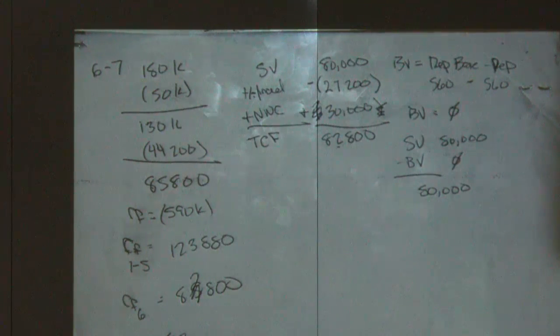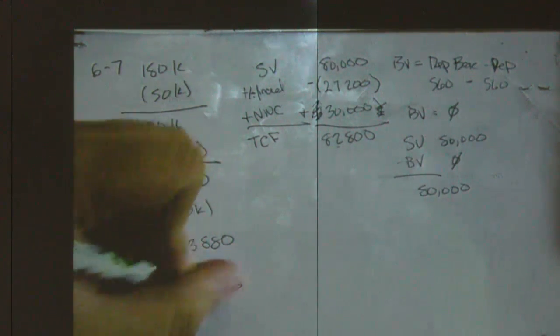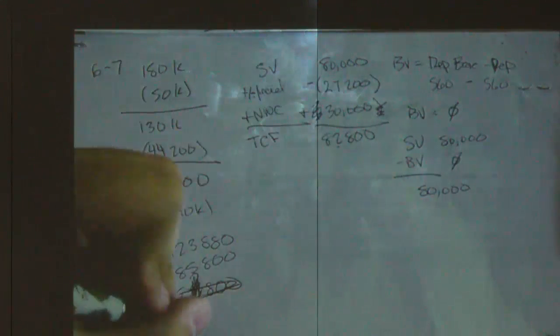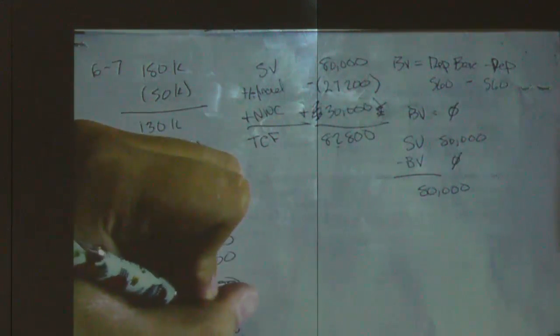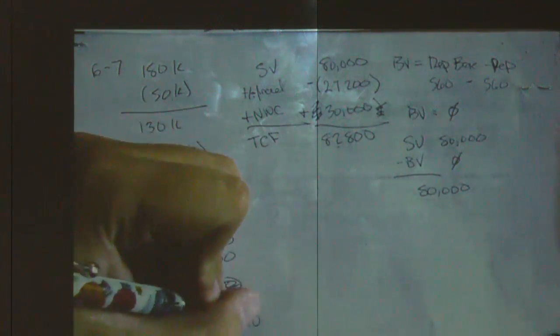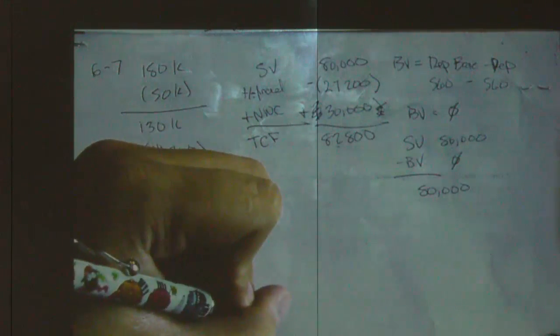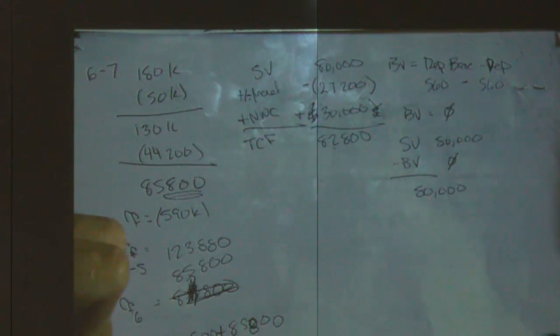Oh wait, hold on. Sorry, my bad. This is a 5. I'll just erase that. 85,800. Your terminal cash flow is 82,800 plus the ending cash flow, which is that 85,800 for the years 6 through 7. And then your I is going to be 12%. Nope, 13%.